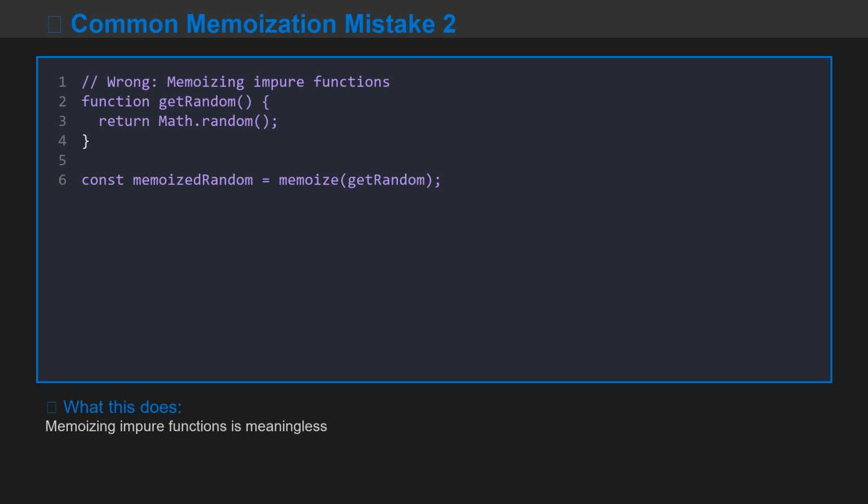Another mistake is trying to memoize impure functions. Here we have a function that returns a random number. Since this function gives different results each time, memoizing it doesn't make sense and won't work as expected.